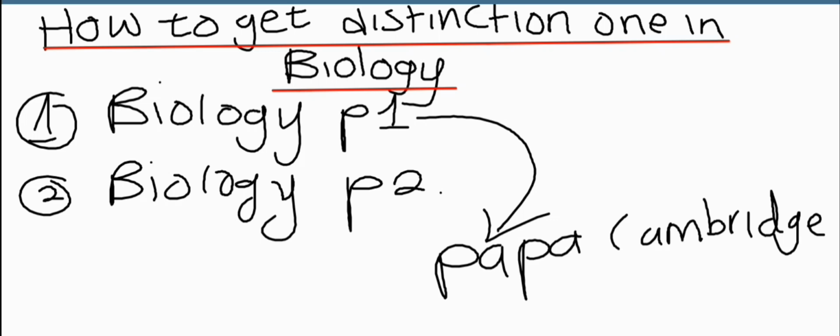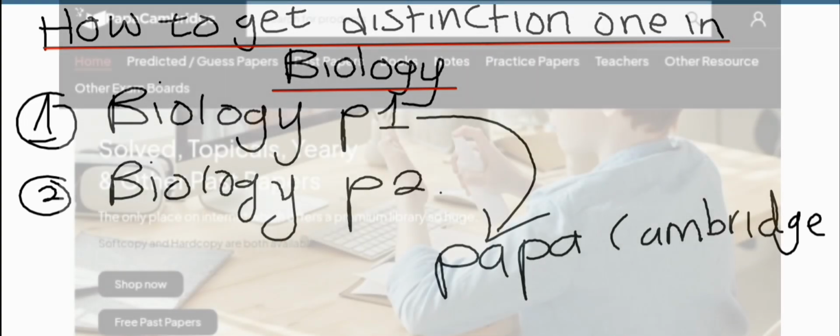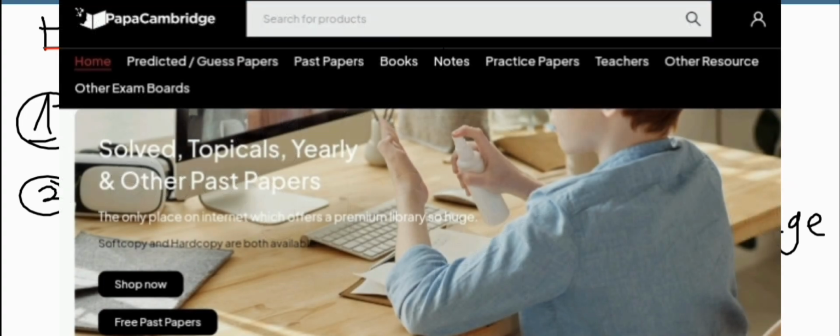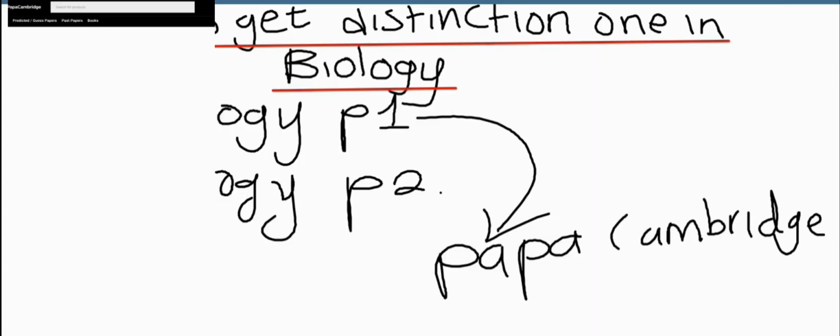So usually when you visit the website, you're going to see something like this one, where the past papers, which are free past papers. On the same website, you're going to see the past papers. On the past papers there, they have included many past papers, like by season or whatever.